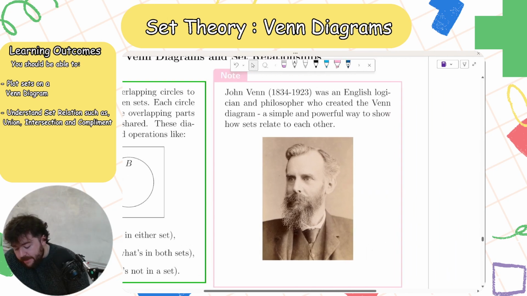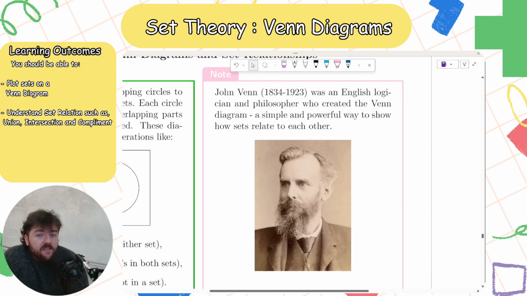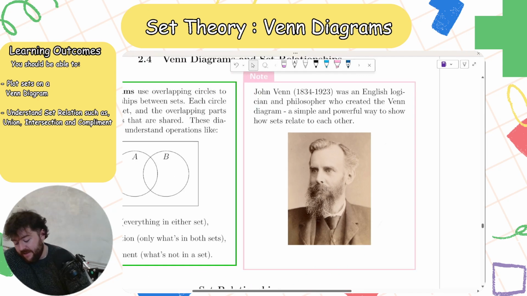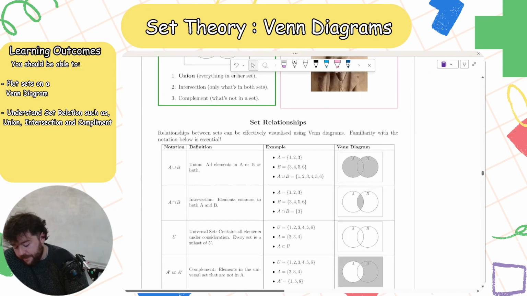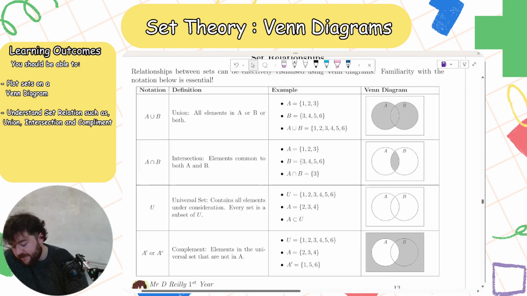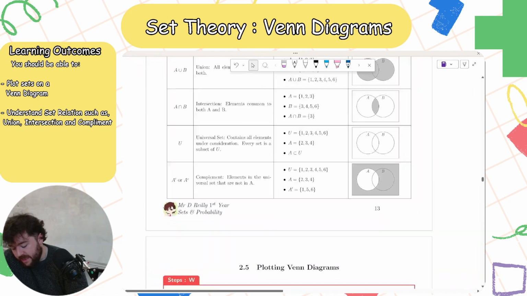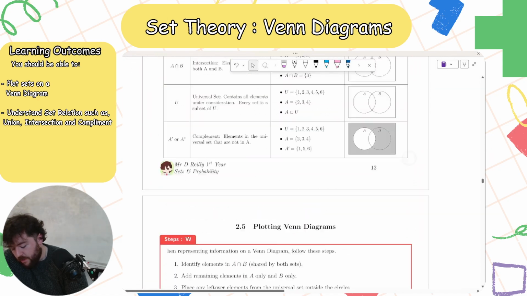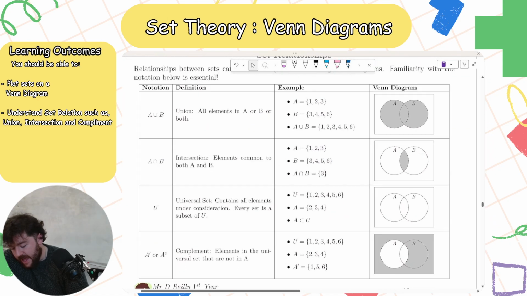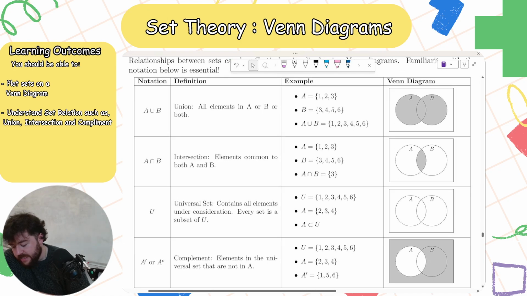These were made by a man called John Venn. John Venn in the 1800s was an English logician and philosopher, and he created the Venn diagram, a simple and beautiful and powerful way to represent sets. We first need to be familiar with the set Venn diagram relationships.